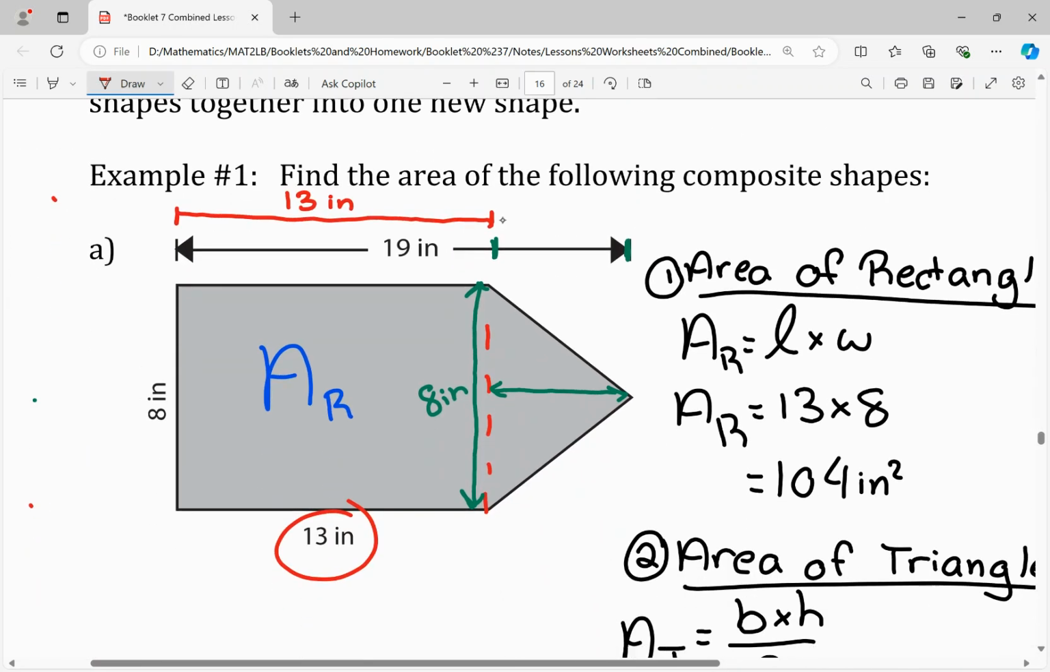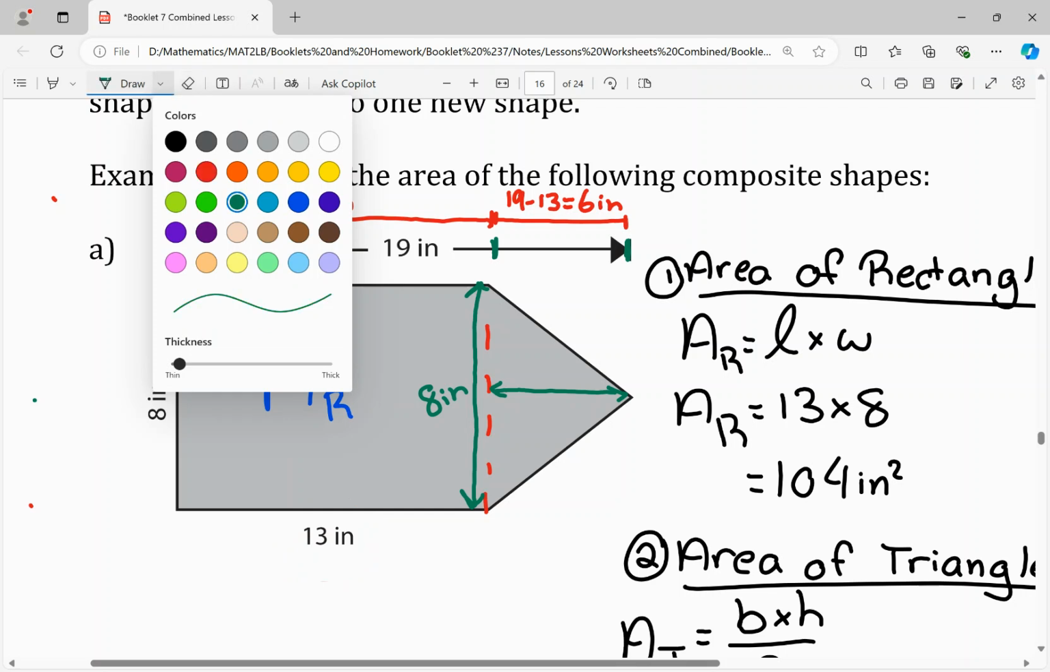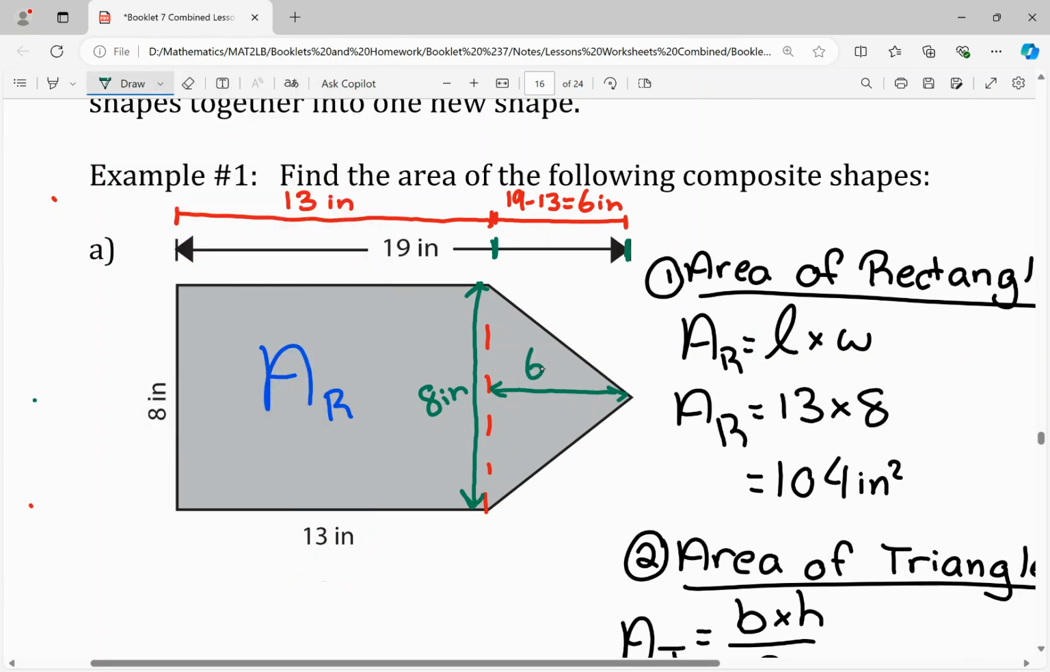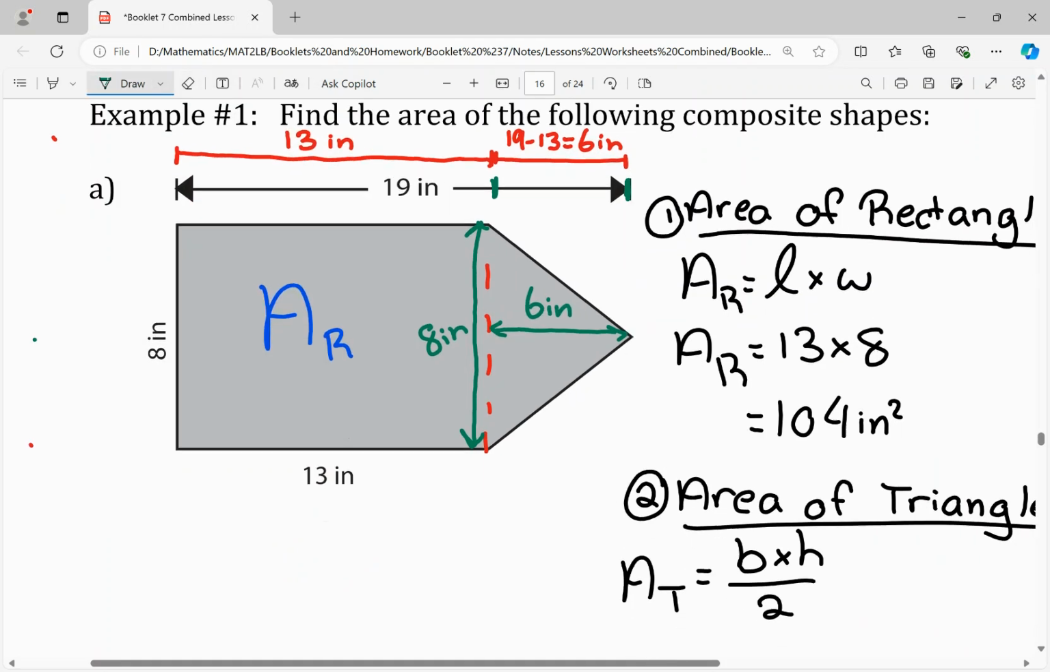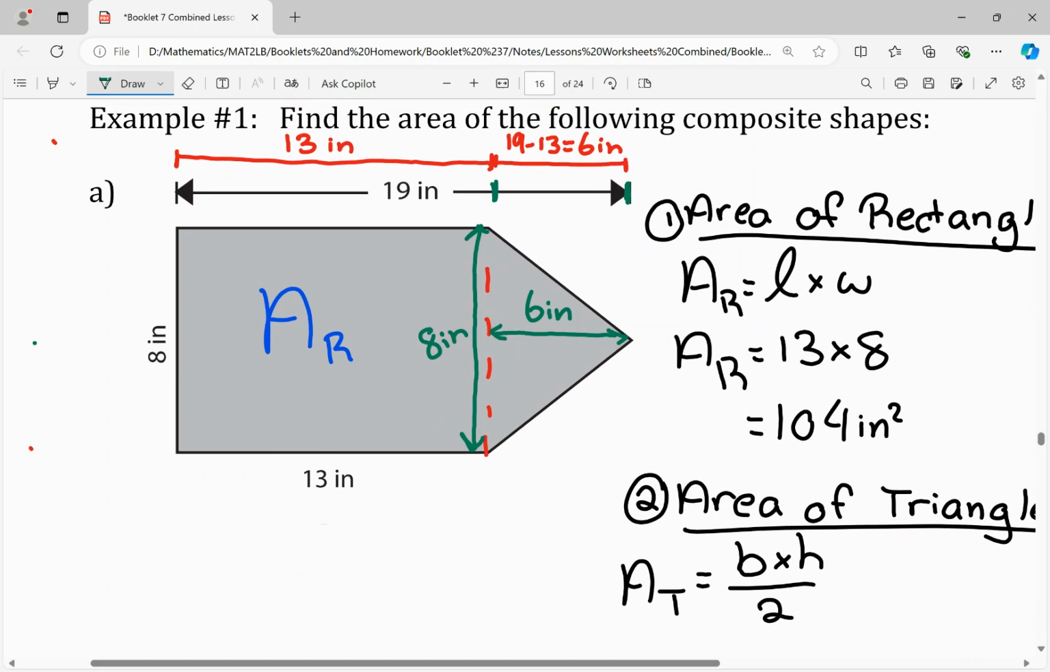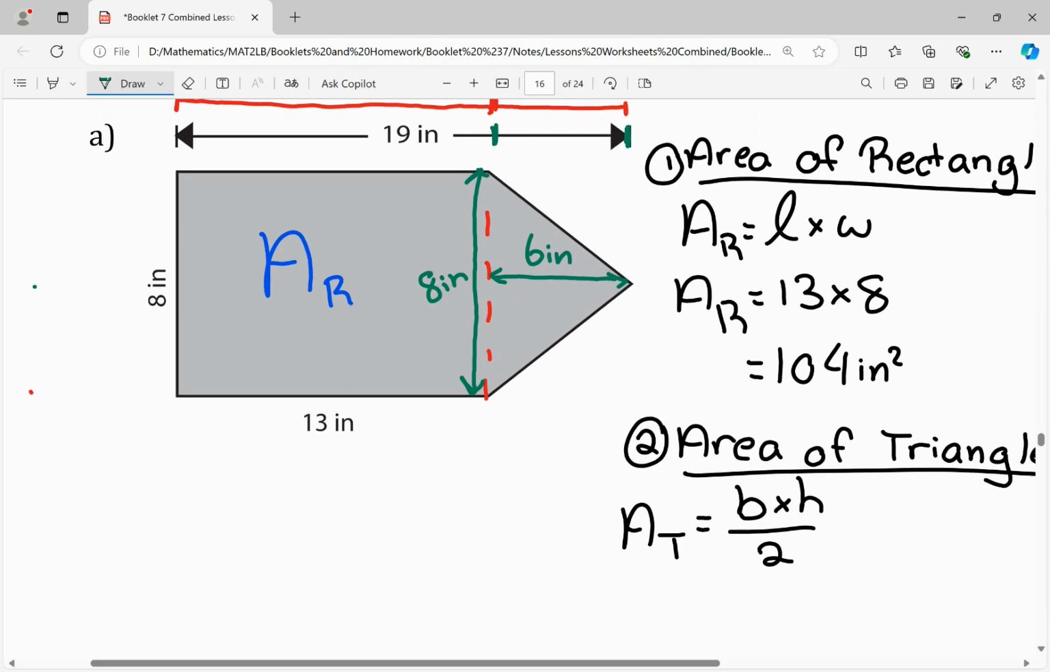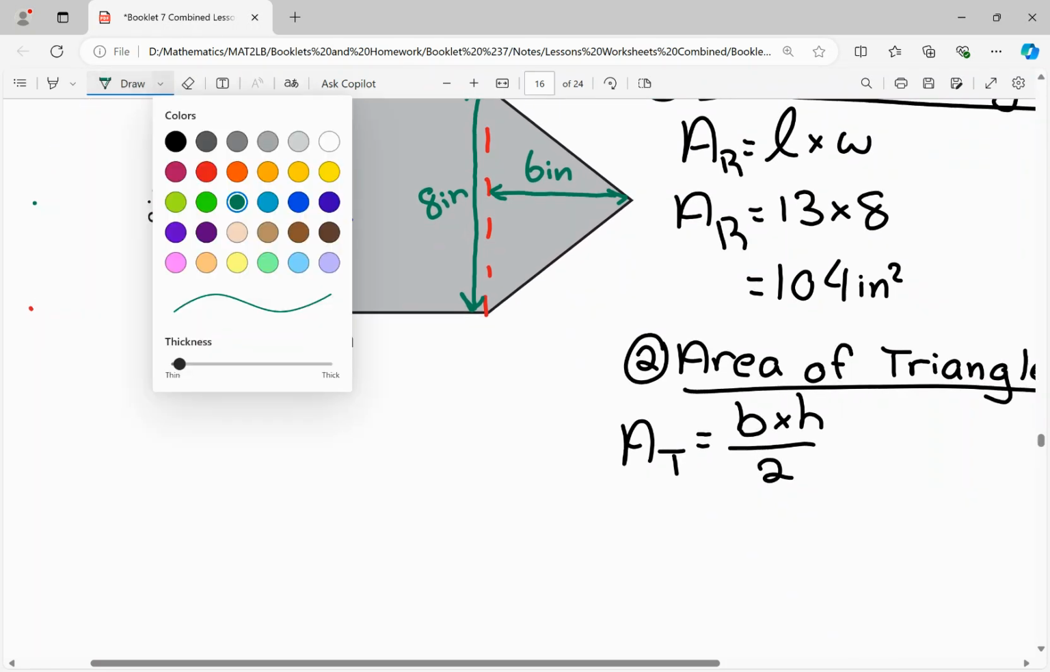So we can find what's left of the line by taking the 19, subtracting the 13, and what's left is 6 inches. So, in other words, the base of our triangle is 8 inches and the height is 6 inches. That's a little bit tricky, so if it does not make sense, make sure that you're asking me so that I can explain it and clarify.